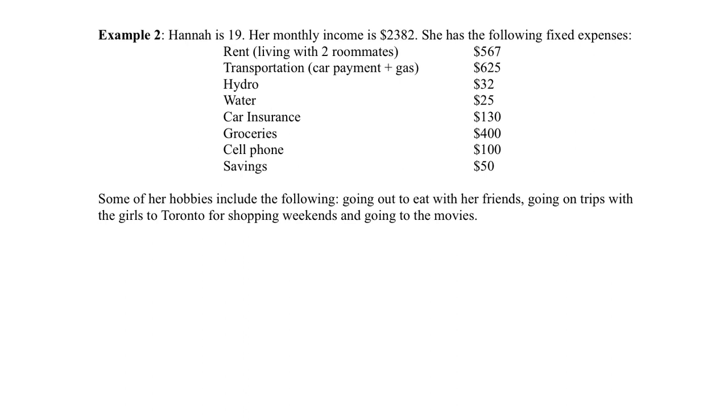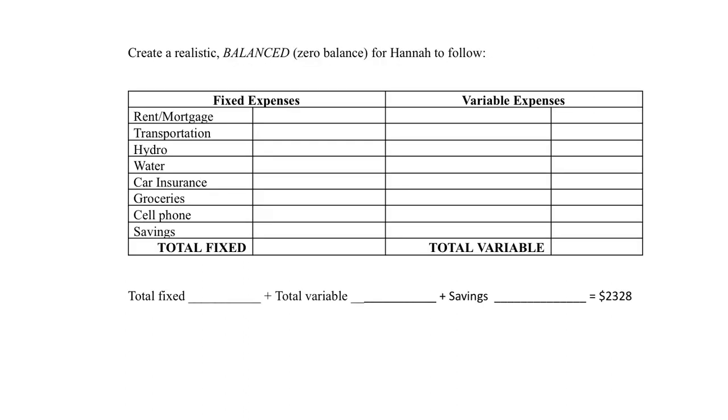Okay, if you then look at the bottom of your page, we're going to go through and we're going to build a budget. So what we want to do is create a realistic, balanced budget, zero balance, for Hannah that's going to include the list of fixed expenses that I gave you, plus some variable expenses for how Hannah likes to spend her time.